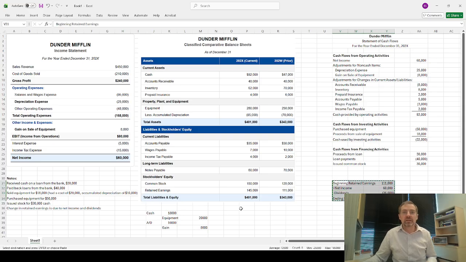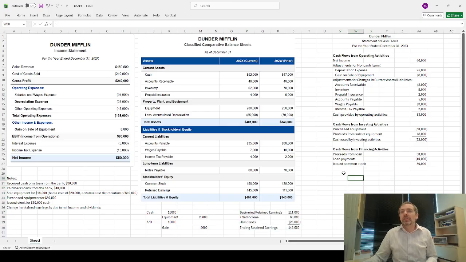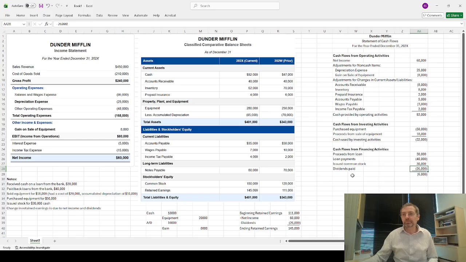I'm going to move this somewhere else on my spreadsheet. And just say dividends paid, or if we're doing a sole proprietorship, you can say drawings. And we paid out $26,000 to our investors or the owners. All right, this gets us down to the cash either provided by or used by financing activities. And it's a negative $6,000. So this is cash used by financing activities.